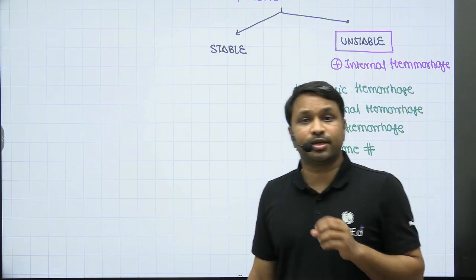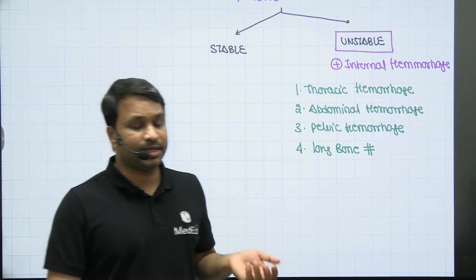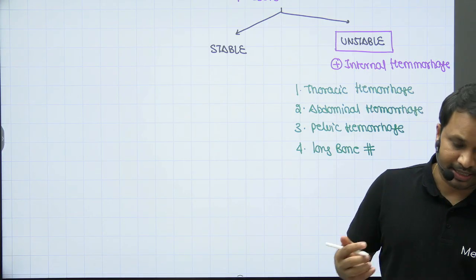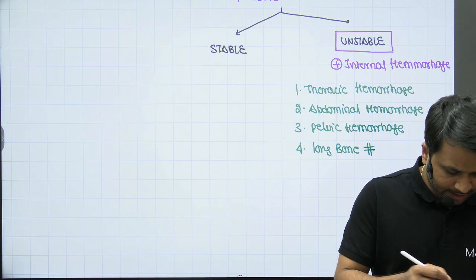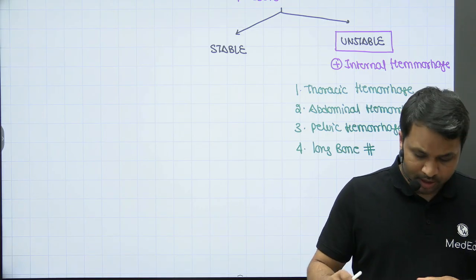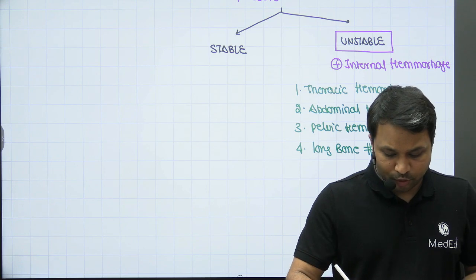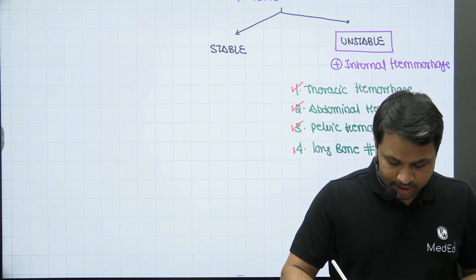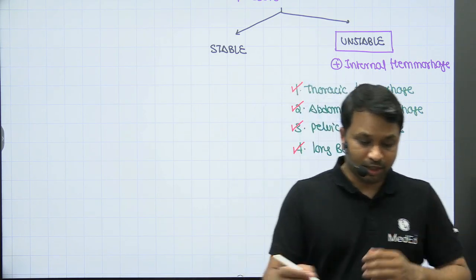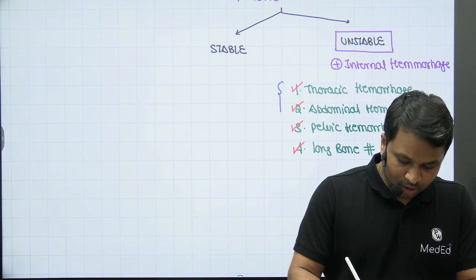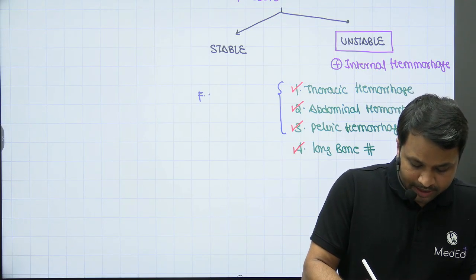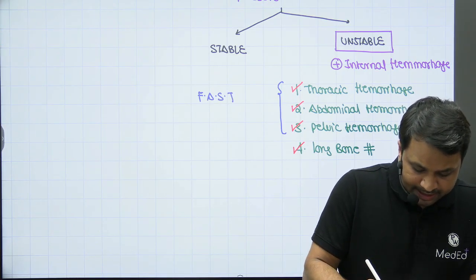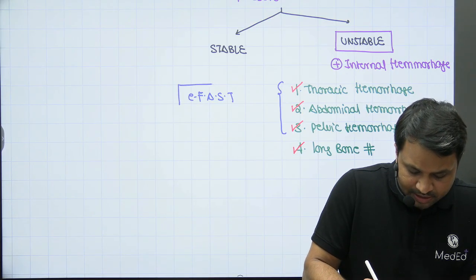Now, long bone fractures can also cause extensive blood loss, right? That can result in an excessive amount of volume loss. So when the patient is unstable, the sites you have to look for are thoracic hemorrhage, abdominal hemorrhage, pelvic hemorrhage, or long bone fractures. Now the best thing is, whenever you're suspecting an internal hemorrhage, all these can be covered in a quick assessment tool which is called FAST, which we'll talk about in detail. FAST, or we call it the extended FAST, EFAST, is nothing but an extended FAST.